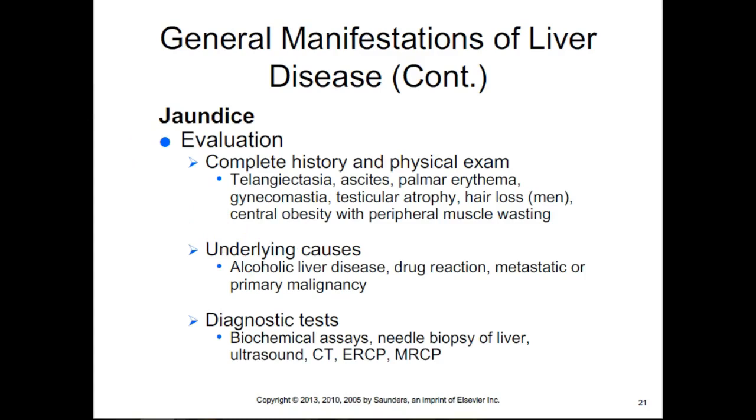ERCP, which is endoscopic retrograde cholangiopancreatography, is a procedure that they could do to see if the liver, bile ducts, or the pancreas has any disease in it. And then the MRCP is the same thing, but it uses magnetic resonance. So it uses an MRI type machine to do the same thing.